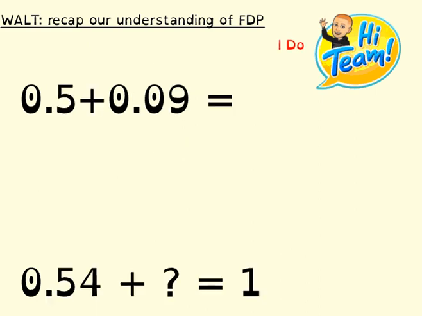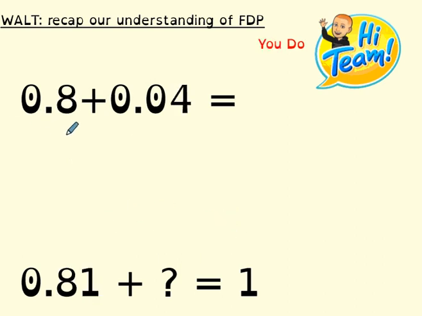A little bit of adding again like we did last week. 5 tenths add 9 hundredths would be 0.59. What do I add to 54 hundredths to get to 1 whole or 100 hundredths? So I need to add 6 hundredths to get to 0.6, and then I need to add 40 hundredths to get to 1 whole. So in total, I'm adding 0.46. Can you have a go at these two?